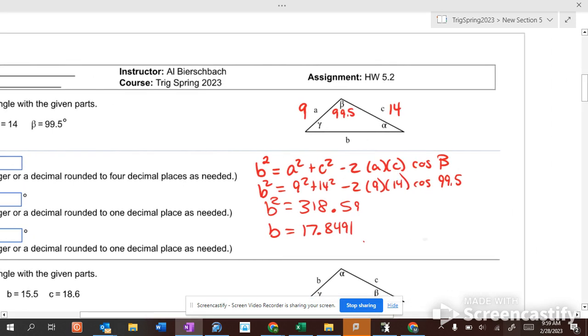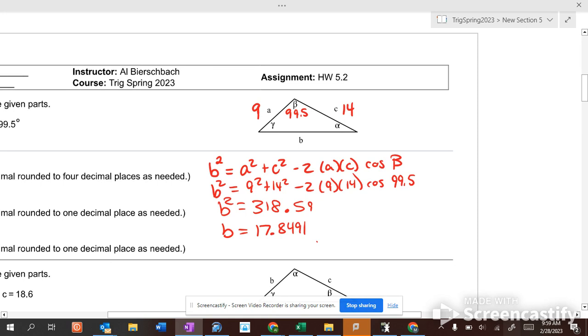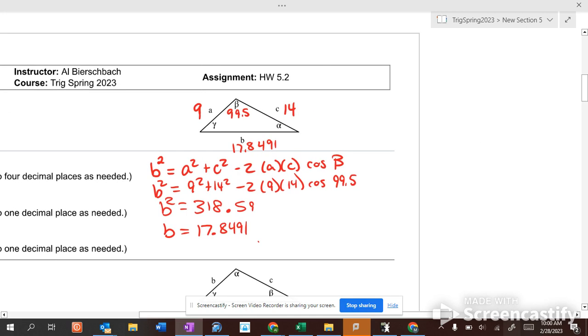Now that we have B, then to find any of my other angles, because I have all my sides, I'll use law of sines. Okay, so I'll just go sine of 99.5 over its opposite side, 17.8491, equals the sine of alpha over 9. Now, could I use law of cosines here? I could, but it's a lot more work than what you need to do. So let's just use law of sines.